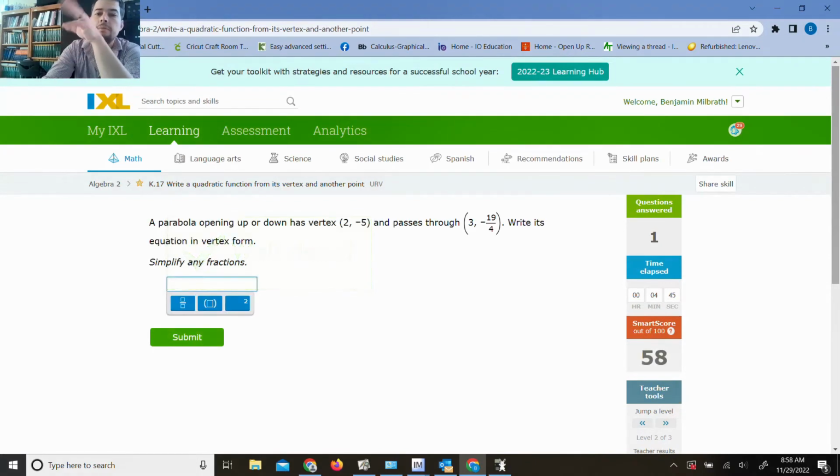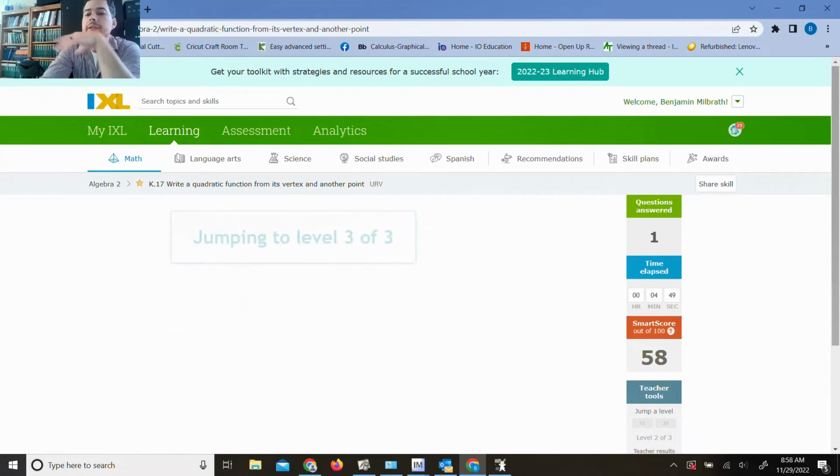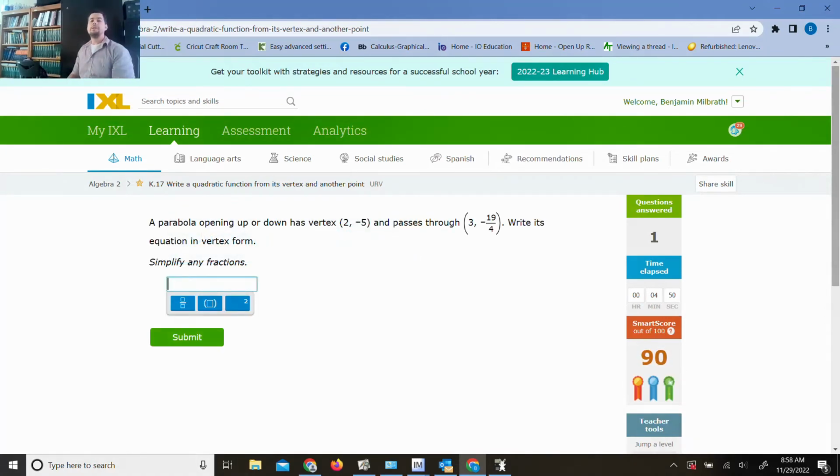Well done. All right, I don't want to bore you with all this, so I'm going to jump to level 3. Because level 3's got fractions. Some of you guys will have to do at least one of these. So, a parabola opening up or down has a vertex of (2, -5), passes through the point (3, -19/4). Write an equation in vertex form.